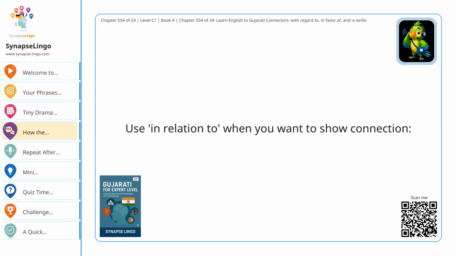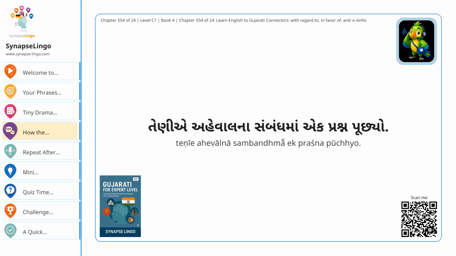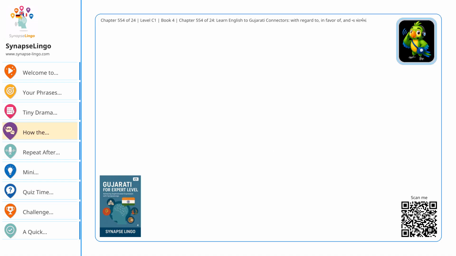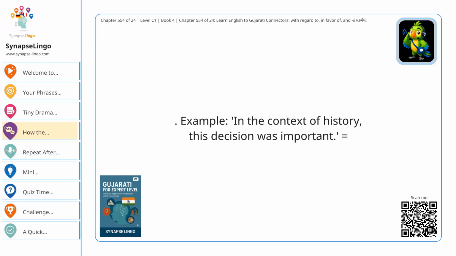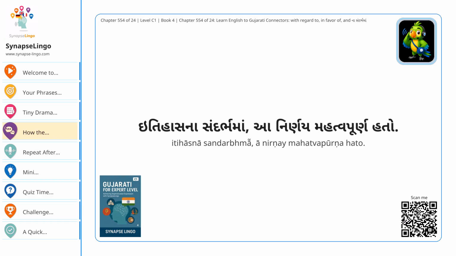Use, in relation to, when you want to show connection. ના સંબંધમાં. Example. She asked a question in relation to the report, equals તેણીએ અહેવાલના સંબંધમાં એક પ્રશ્ન પૂછ્યો. Use, in the context of, when meaning depends on setting. ના સંદર્ભમાં. Example. In the context of history, this decision was important, equals ઇતિહાસના સંદર્ભમાં, આ નિર્ણય મહત્વપૂર્ણ હતો.